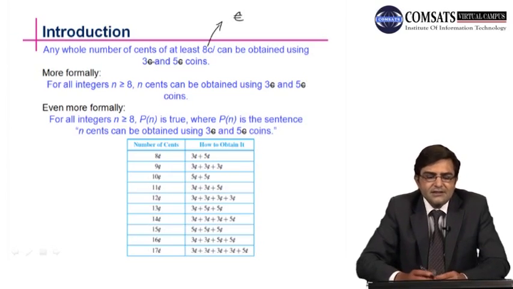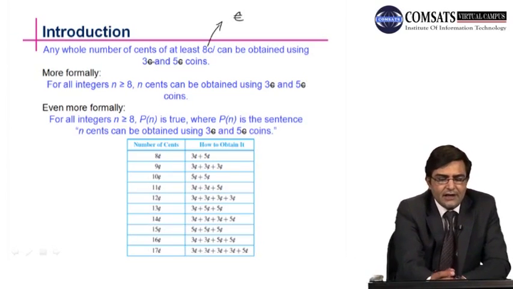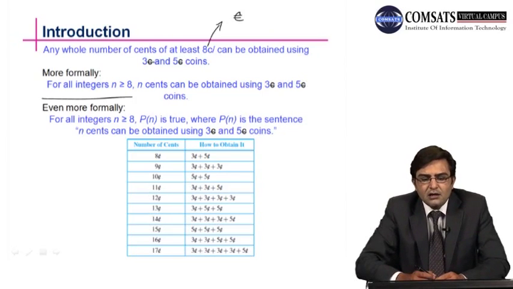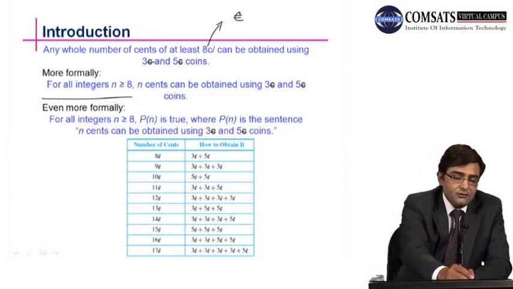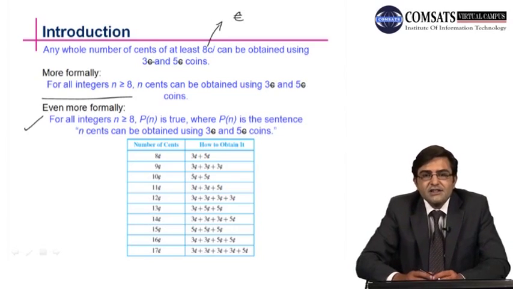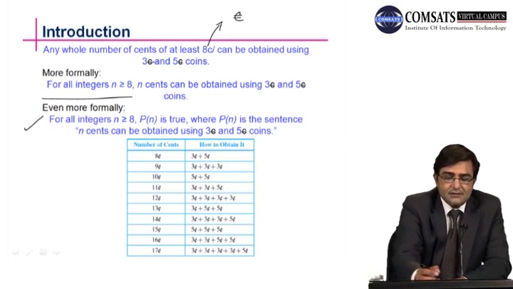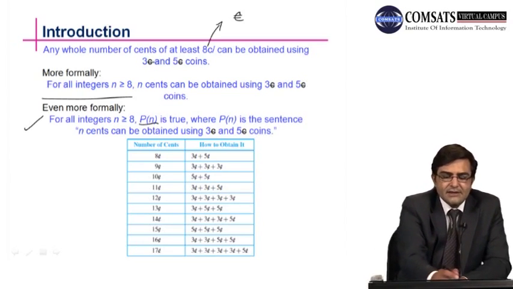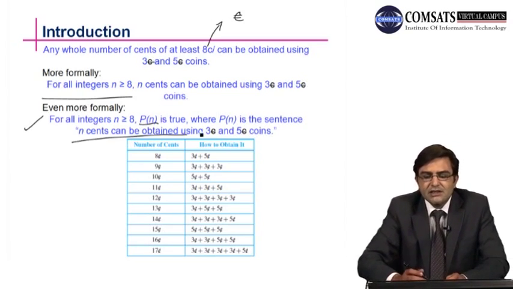More formally, we can state this as: for all integers n greater than or equal to 8, n cents can be obtained using 3 cent and 5 cent coins. Even more formally, for all integers n greater than or equal to 8, P of n is true, where P of n is the sentence, you can say a predicate, n cents can be obtained using 3 cent and 5 cent coins.